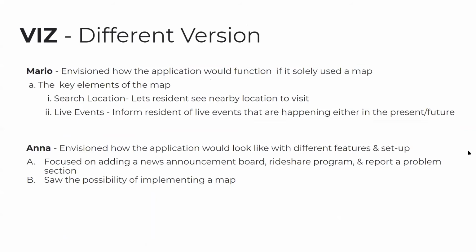Since we were going on different paths, we decided to create two different versions of what could potentially be our application. Within my application, I solely focus on how the application would be seen as just a map. Within the map, we have two key elements: for the user to search the location and to see upcoming live events that are occurring in the present or will occur in the future. Anna's vision showcases how the different applications of the announcement board, the rideshare program, and report a problem would be seen solely on the tablet device. So you can go on the next slide.